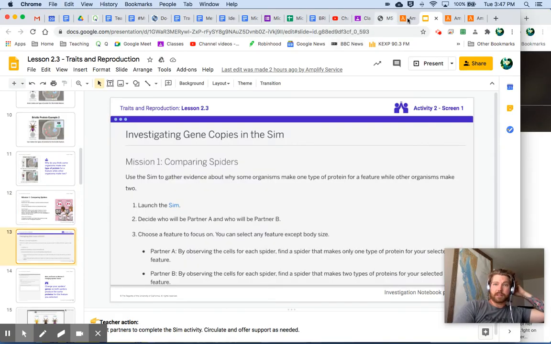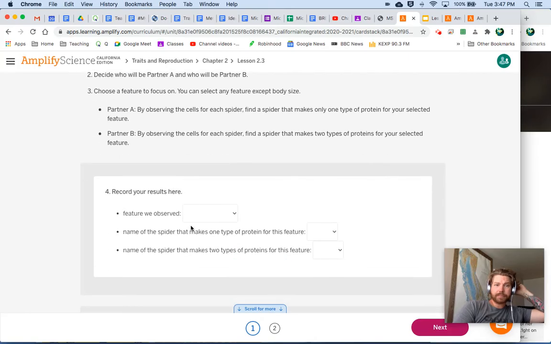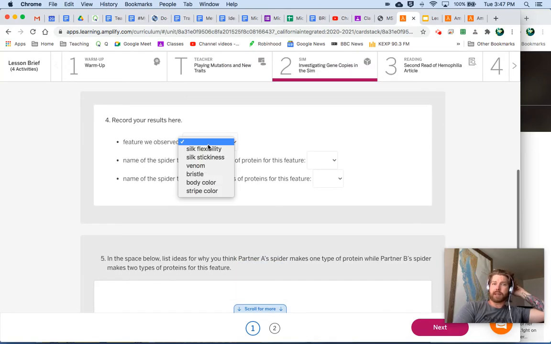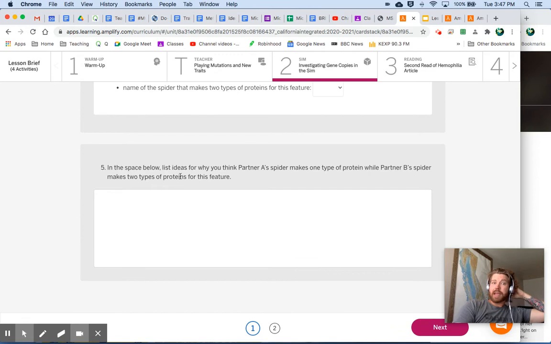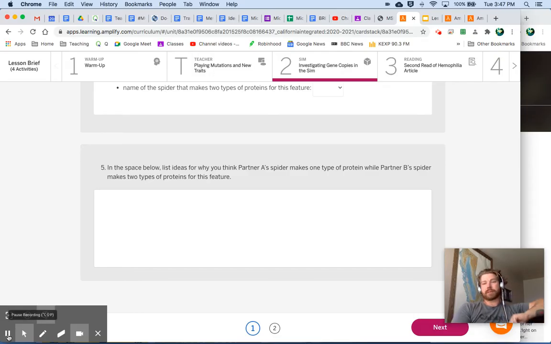Let's take a look at some of those questions right here. You're going to say, here's the feature we observed, the name of the spider with only one protein, and the name of the spider that made two different proteins. And why do you think that the spider with only one type of protein made only one type of protein, and the other spider made two types of proteins? You'll write that down right here after you observe those two spiders. Go ahead and do that and come back to me.